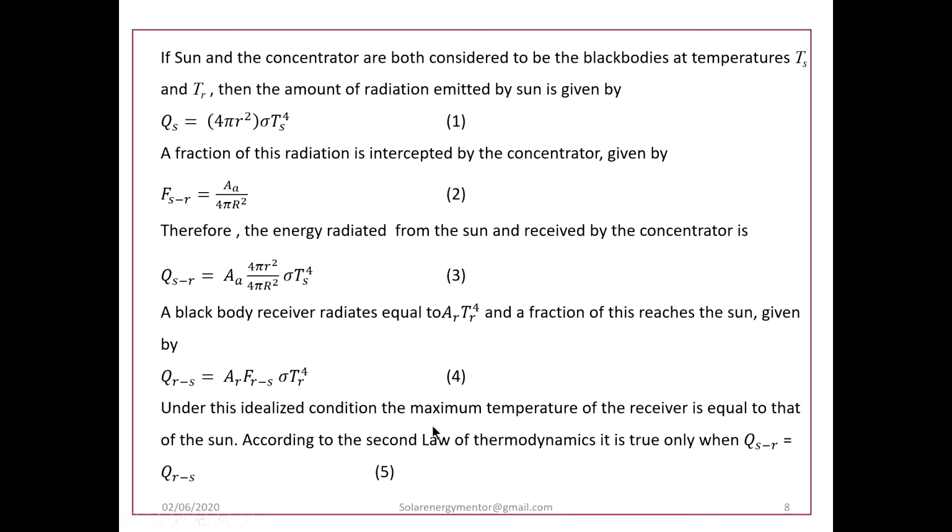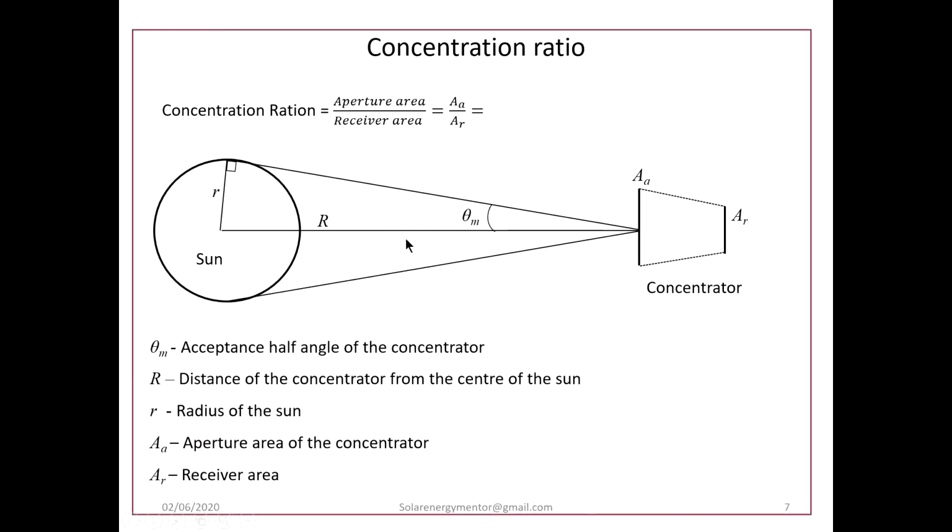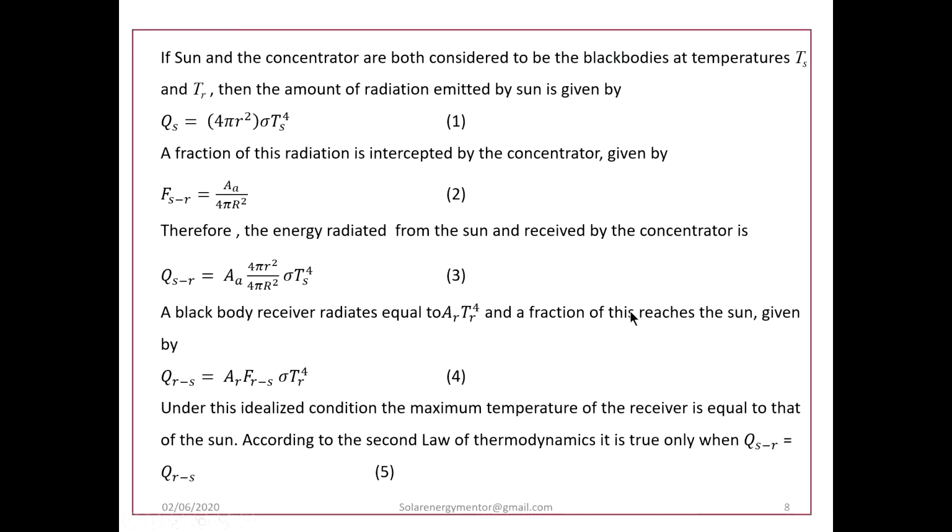Under this idealized condition, the maximum temperature of the receiver, now if we imagine that the sun goes on radiating the energy and it is incident on the receiver, then the hypothetical ideal situation is that the receiver temperature goes on increasing, and in the infinite case it will attain the temperature of the sun. Okay, so under this idealized condition, the maximum temperature of the receiver is equal to that of the sun. According to the second law of thermodynamics, if this has to happen, then the heat radiated by the sun to the receiver and the heat radiated by the receiver to the sun must be equal.